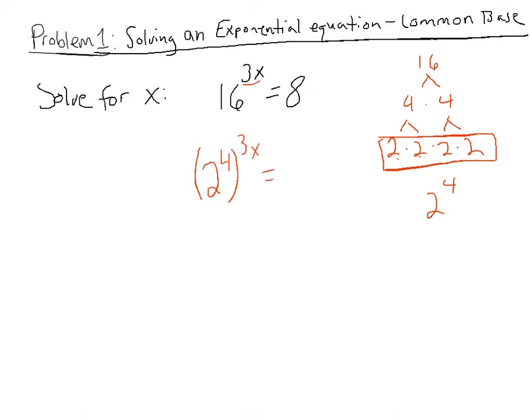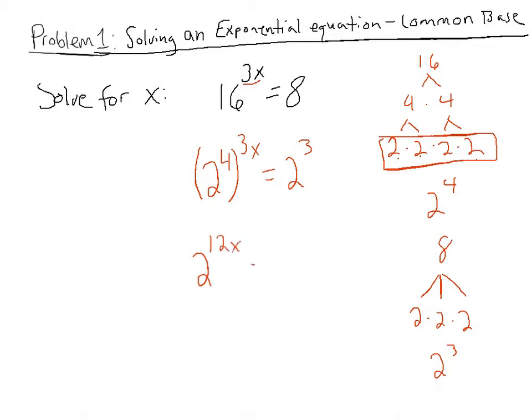which is equal to, and now we could also rewrite the 8 as a power of 2. Well, we should know 8 is 2 times 2 times 2, or 2 to the power of 3, so we can rewrite this as 2 to the third. And then the second thing I want to do is let's go ahead and simplify this right here. If we have a term, 2 to the fourth, raised to the power of 3x, remember that I need to multiply my exponents. So 4 times 3x would give me 12x is equal to 2 to the power of 3.